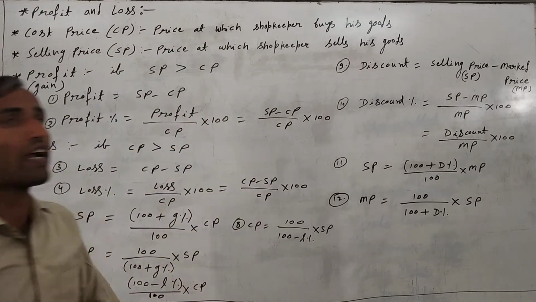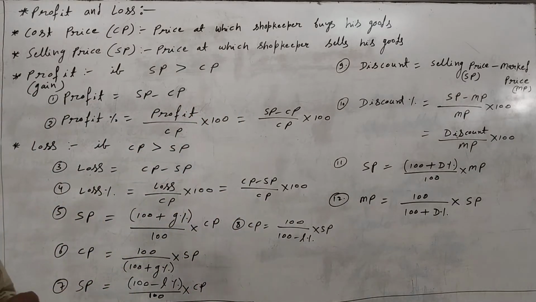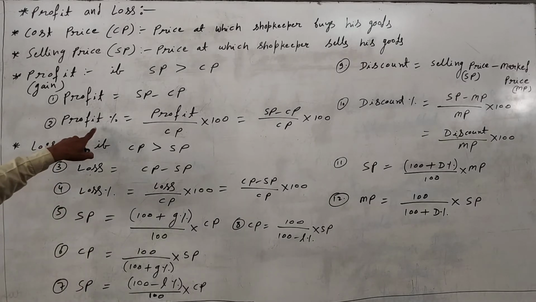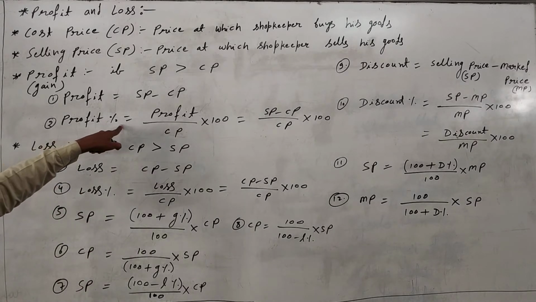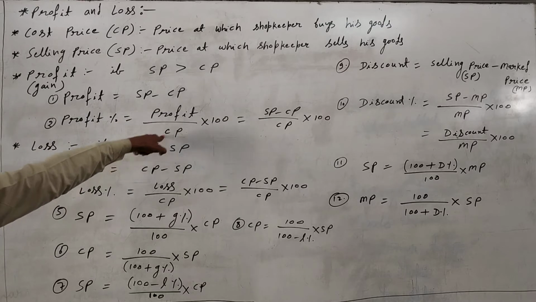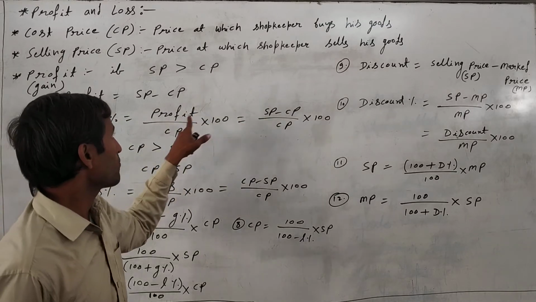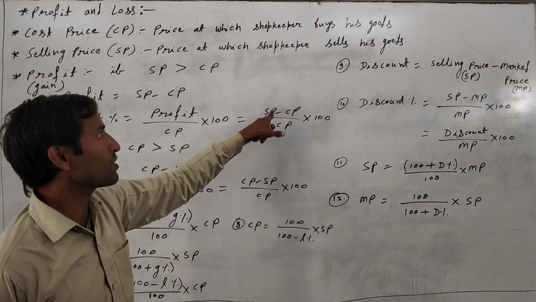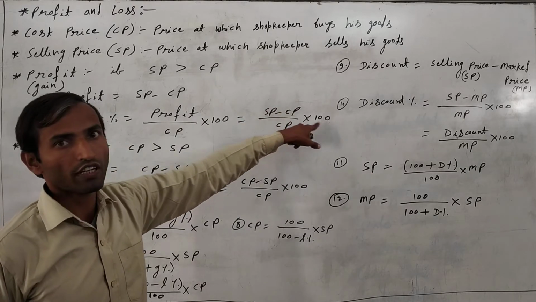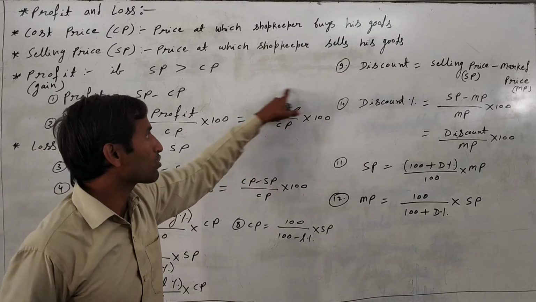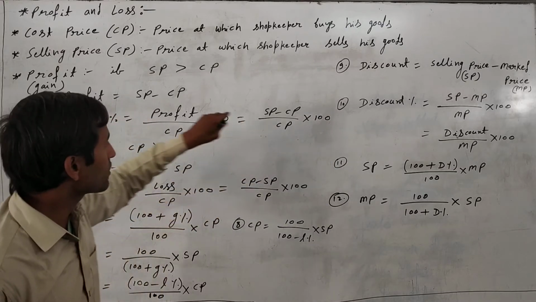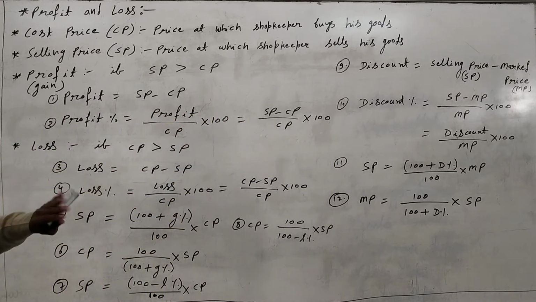Now if the question asks to find profit percentage, in this case we have to use this formula: profit percentage equals profit upon CP into 100. Or you can use the same formula like this, where in place of profit I have put SP minus CP upon CP into 100. So for most questions we will use this formula, and for some questions we will use that formula.